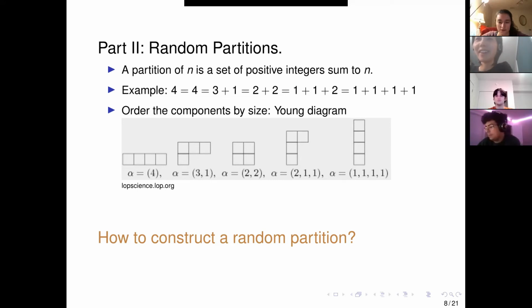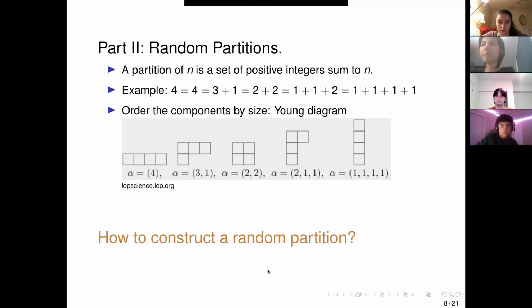There's lots of research on this. I should say the Young diagram also turns up in the representation theory of symmetric groups, so it's a good bridge between combinatorics and more analysis kind of stuff. Okay, so those are some possible applications.